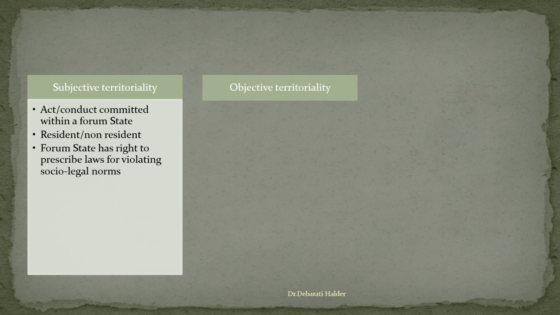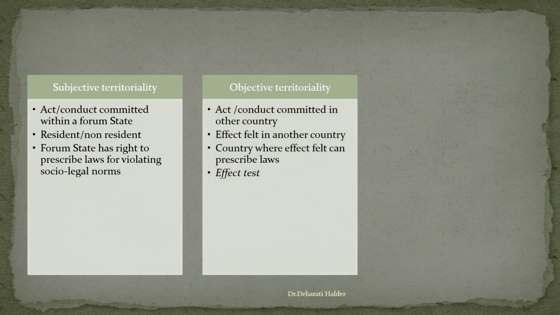Objective territoriality. Here, the act or conduct is committed in another country. The effect is felt in a different country, which is not the country where the act or conduct is committed. The country where the effect is felt can prescribe laws. This also includes the effects test.